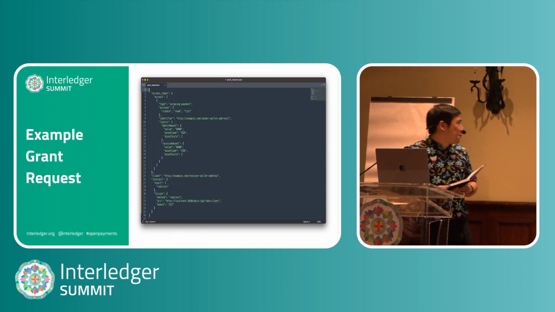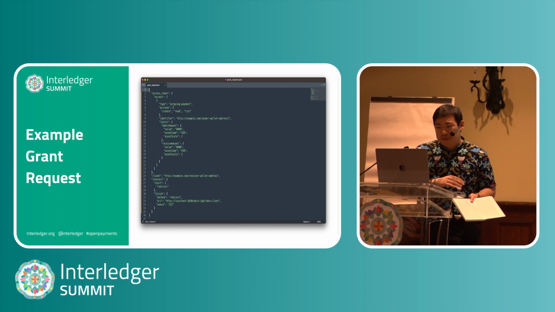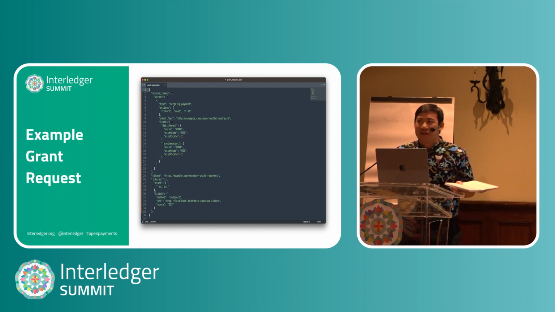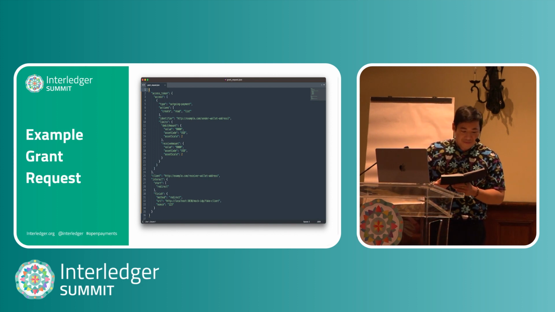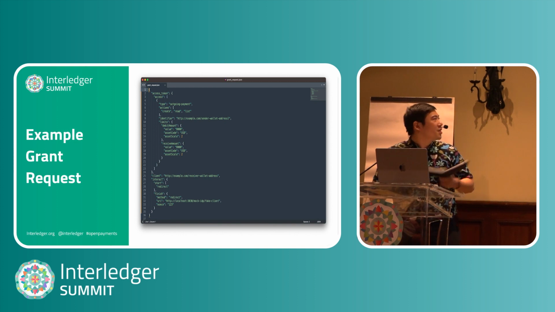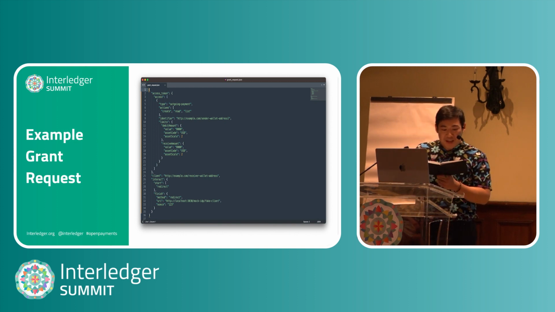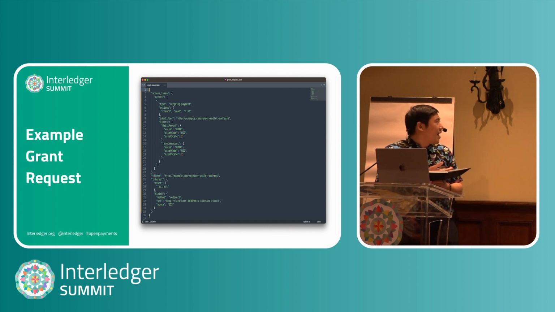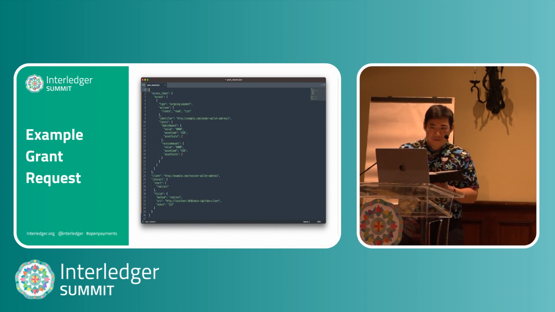So don't worry about the text. It's probably very small to read. We'll get more granular in a second, and it'll be much bigger. Don't worry. But here's an example of a grant request for an Open Payments resource, which in this case is an outgoing payment. Again, this is the request that initializes the GNAP flow and outlines the scope of access and how interaction should be handled if necessary.